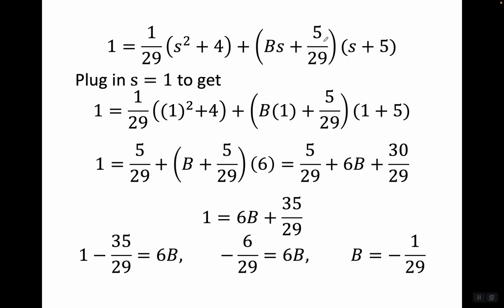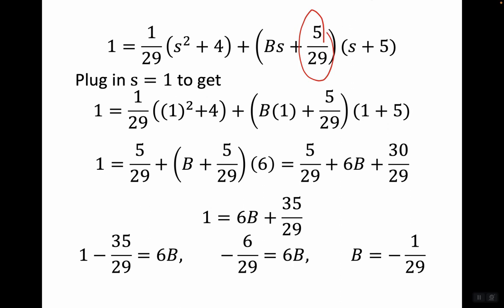Awesome. Let's plug that in for c. Lastly, let's find b. Plug in any value of s, like let's say s equals 1. And we get 1 equals 1/29 times (1 squared plus 4) plus b times (1 plus 5) / 29 times (1 plus 5). Simplifies to 1 equals 5/29 plus b plus 5/29 times 6. That's 5/29 plus 6b plus 30 over 29.